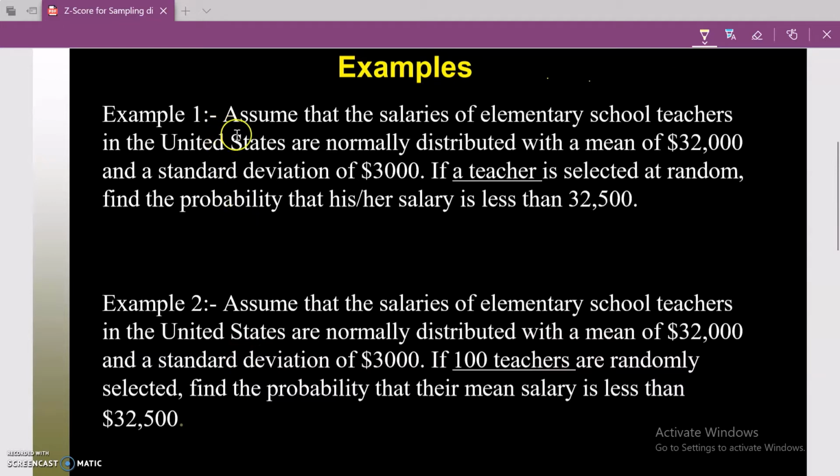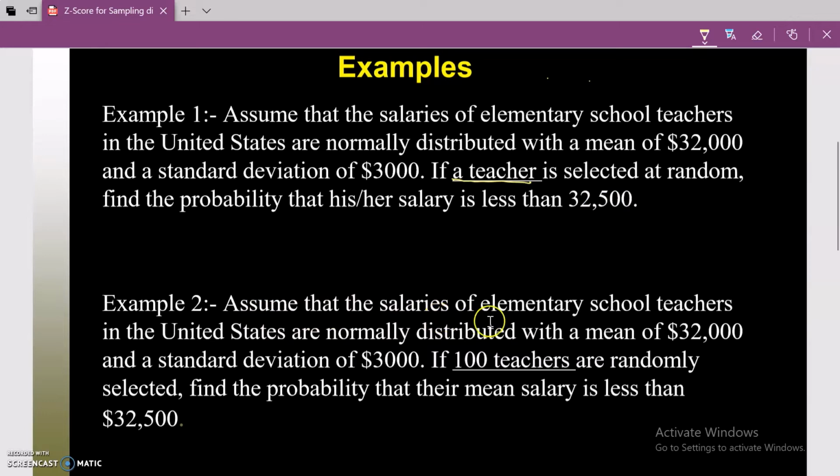So let's read the first one. Assume that the salaries of an elementary school teacher in the United States are normally distributed with a mean of $32,000 and a standard deviation of $3,000. If one teacher is selected at random, find the probability that his or her salary is less than $32,500. Look at the second problem.